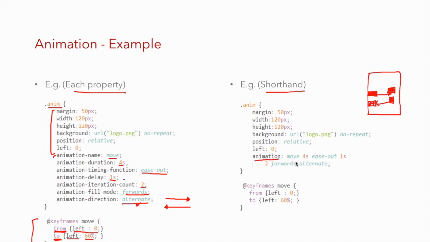We are specifying that the animation name is move, 4 seconds is the animation duration, and ease-out is the animation timing function. 1 second is the delay, 2 is the iteration count, forwards is the animation fill mode, and alternate is the animation direction. And again, we have specified the keyframes separately. So you can see that in keyframes we have specified the animation name move, and these are the keyframes for the animation name move.